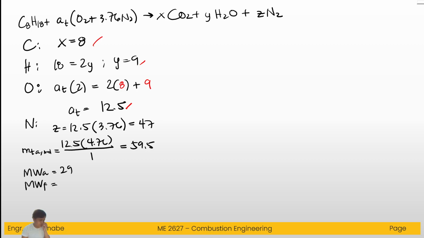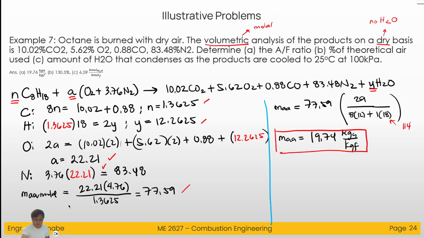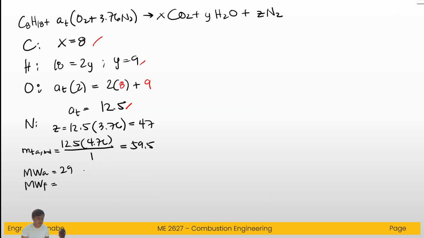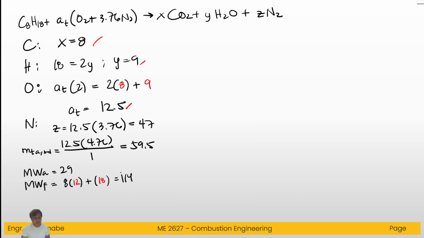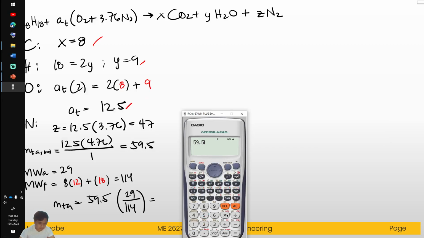So this will be 29. This will be, we will solve this one, didn't we? So this will be just 8 times 12 plus 18, no? So 18, which is, I think, 114. So 8 times 12 plus 18, 114, yes. So to find the theoretical air, this will be just 59.5 multiplied by 29 over 114. Okay, so 59.5 times 29 over 114.